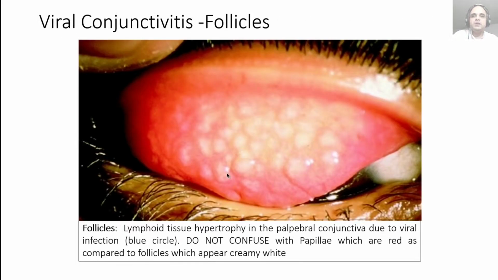Do not confuse follicles with papillae. Papillae were red top lesions. Follicles are white lesions because this is lymphoid tissue. This is lymphoid proliferation in the local lymphoid tissue in the lid, secondary to a viral infection in this case.